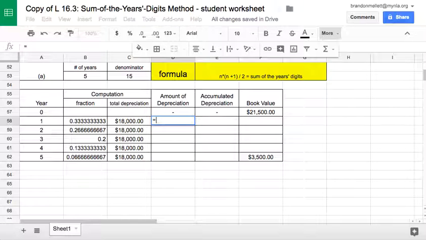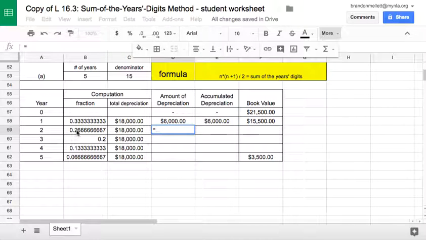All right, so we can take the 18,000 times the fraction, and we get $6,000. And so let's work through this a little bit. So the book value is $21,500. The amount of depreciation for the first year is $6,000. Since it's brand new, there's nothing to accumulate yet, but the book value is going to be, at the end of the first year, the original brand new price minus the accumulated depreciation for year 1. That would end up being $15,500.